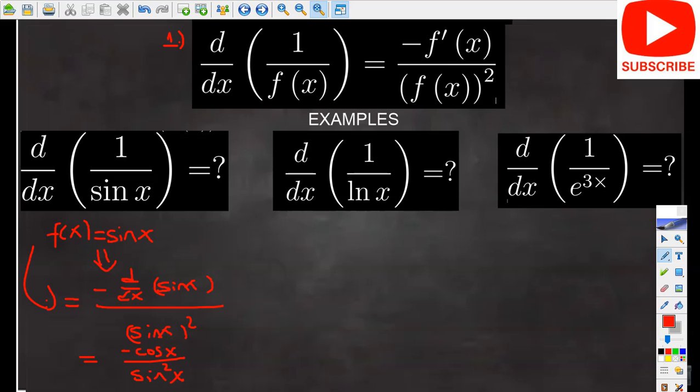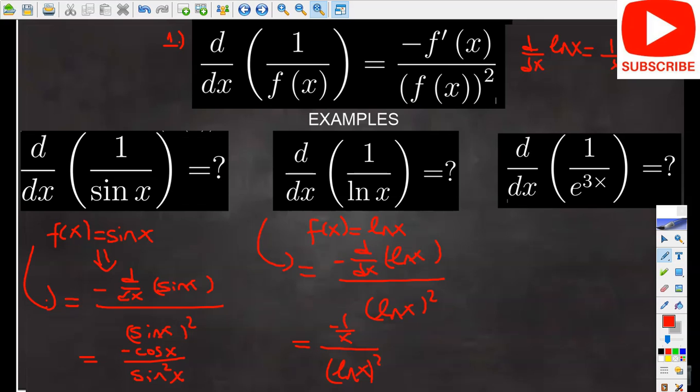So let's move on to the second example. In this case, my f of x function, as you can see, is ln x. So this derivative is going to be equal to negative d over dx ln x divided by ln x to the power of 2. If you remember, the derivative of ln x is 1 over x. So negative 1 over x divided by ln x to the power of 2. If you want to go one step further to simplify, that's going to be equal to negative 1 over x times ln x to the power of 2. That's the answer for the second example.